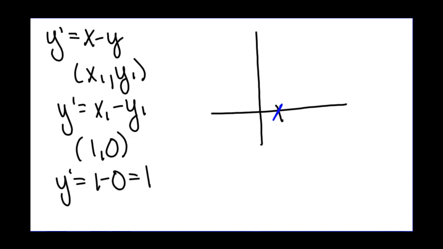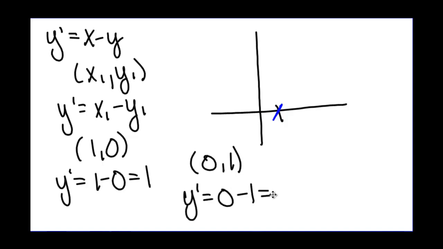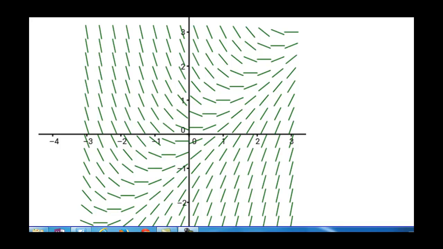We could also look at the point 0, 1, and we'd have the slope is equal to 0 minus 1, which is negative 1. So at the point 0, 1, we have a slope of negative 1. So we can continue making several of these slope lines to get a slope field or a direction field, which will tell us what the graph of the function y will look like. Here's what a full direction field would look like for our equation.